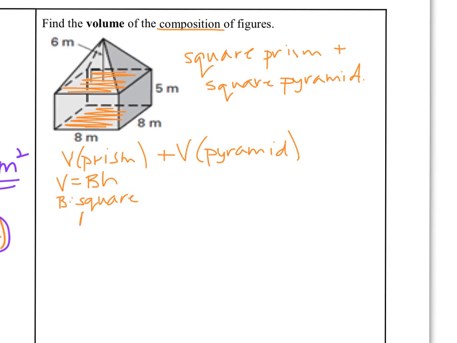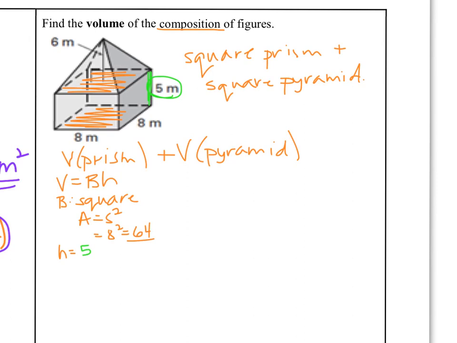The formula for the area of a square is just side squared, because both the numbers are the same. If we do 8 times 8, or 8 squared, we get the area of our base to equal 64. Now, the height of the square prism is the distance between the two bases. So that would be that 5 over here along the side. That's the height of the prism.